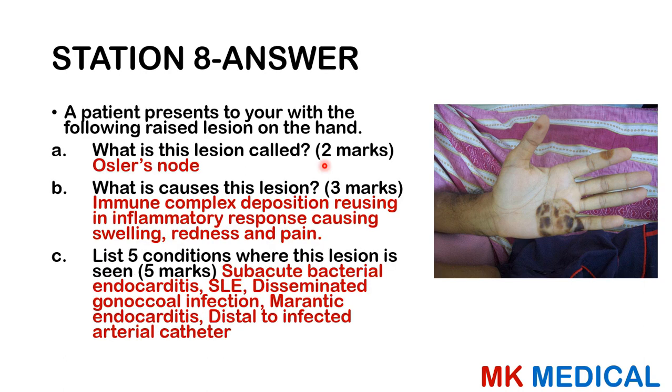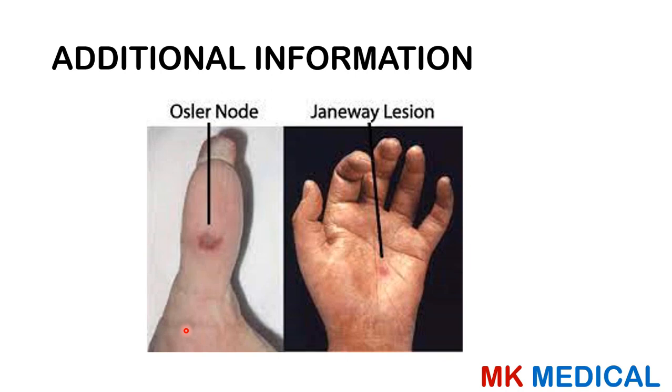So this is what is referred to as an Osler's node, because remember, Osler's nodes are raised and they're quite painful. Remember, ouch for Osler, meaning it's painful. It's often caused by immune complex deposition, which results in inflammation, and this causes the redness, the swelling, and the pain. 5 conditions include subacute bacterial endocarditis, systemic lupus erythematosus, disseminated gonococcal infection, marantic endocarditis, and even distal to an infected arterial catheter. Here's the difference between an Osler's node and a Janeway's lesion.